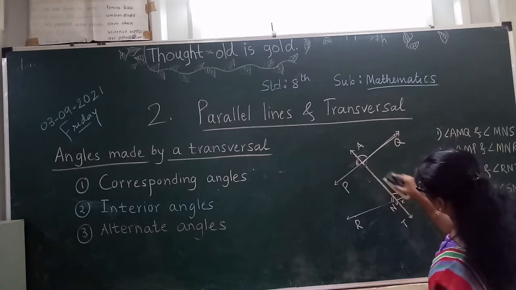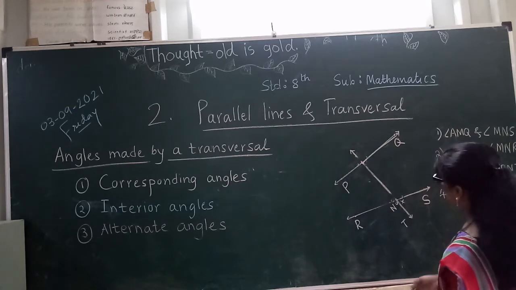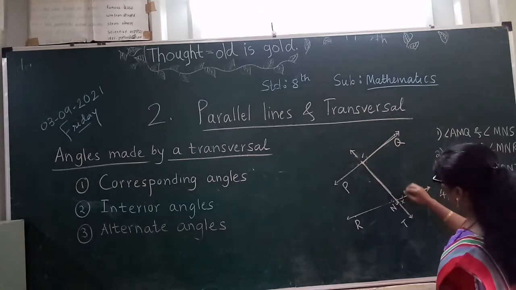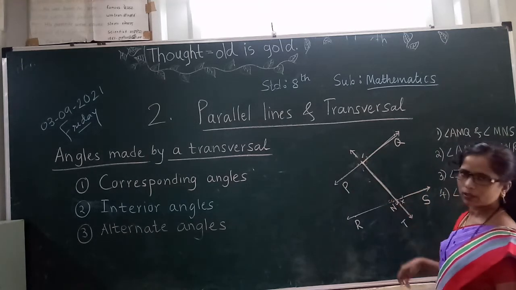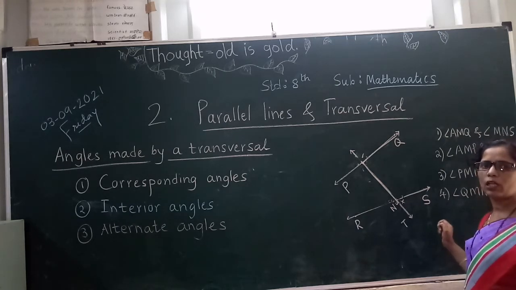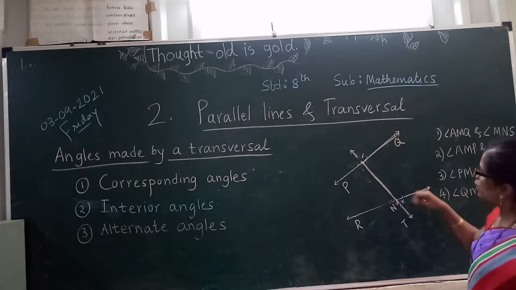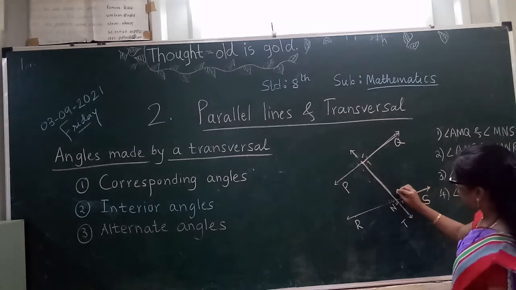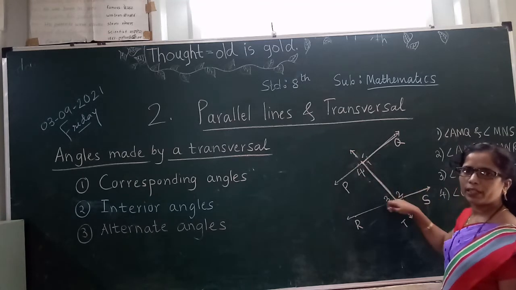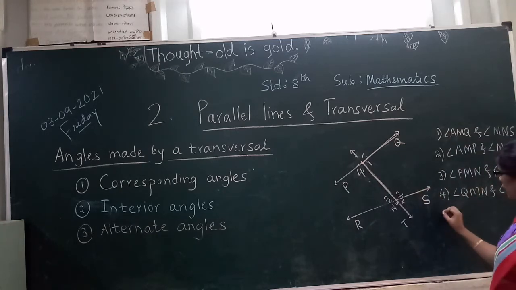Should I rub this? Yes. On the same side, there are 1, 2, 3, 4, 5, 6, 7. Okay, we have seen such 4 pairs. But out of these, we must select those angles that are lying inside these lines. So what are the angles inside? These 1, 2, 3, 4. These 4 are the interior angles. Angle 1. For our convenience, I am writing like this.